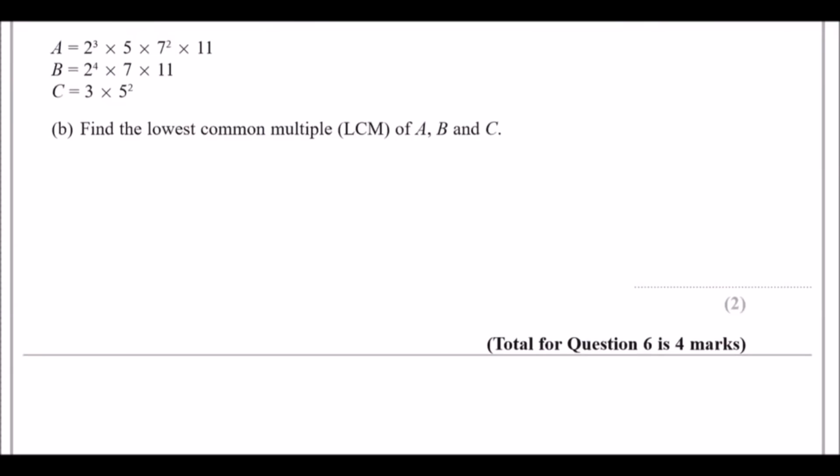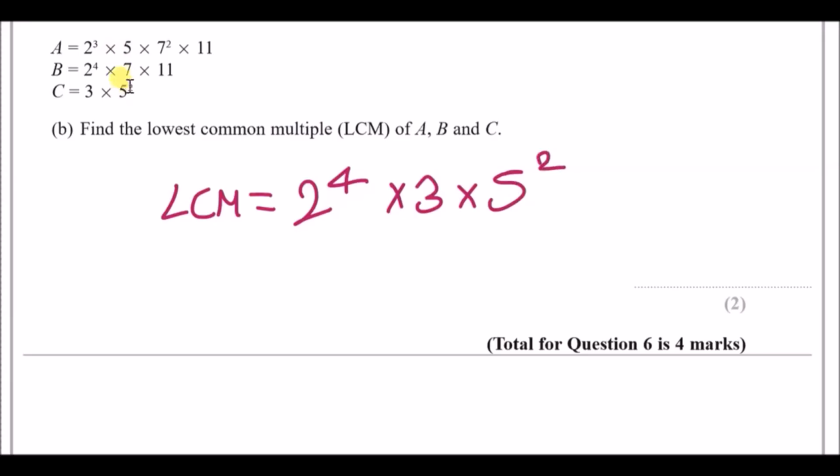Okay, part B. Find the lowest common multiple of A, B, and C. Now, lowest common multiple is so easy when it comes to powers. You just look at all the numbers and pick the highest power of each one. So starting with 2, the highest power in all of them is 4, so 2 to the power 4. For the 3's, there's only one 3, so include that. For 5's, you've got 5 and 5 squared, the highest power is 2, so 5 to the power of 2. For 7's it's 7 to the power 2. And lastly, 11 is 11.